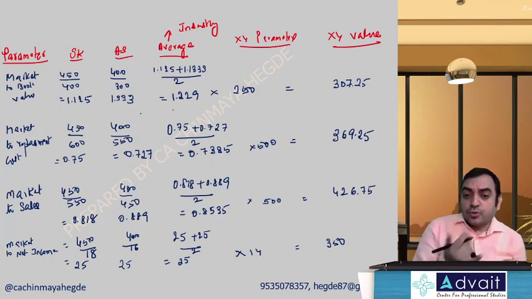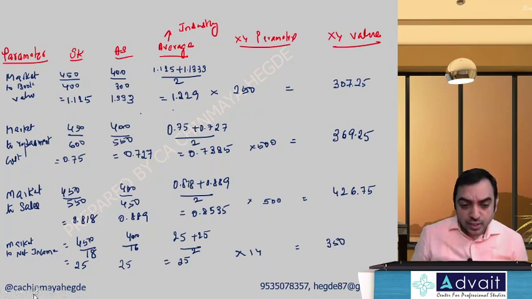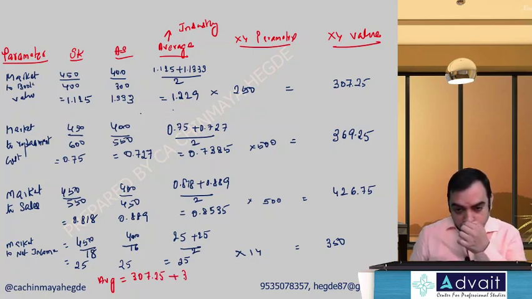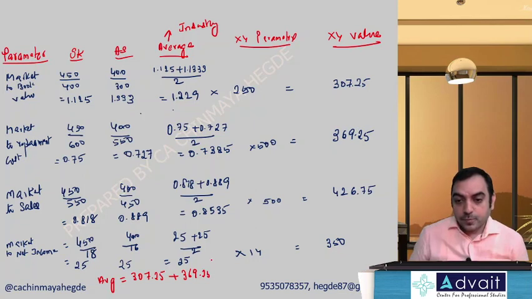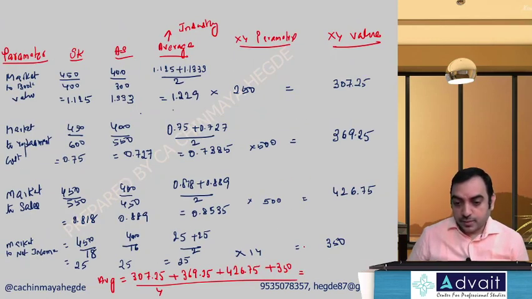Then based on 4 ratios we calculated 4 numbers, but we are computing one value for one company only, so we take the average for overall calculation. 307.25 plus 369.25 plus 426.75 plus 350 whole divided by 4 comes to 363.31.